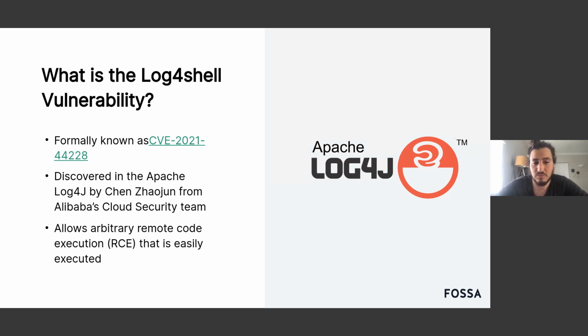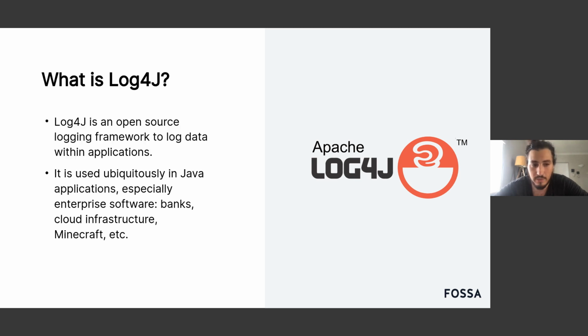Log4Shell was discovered in the end of 2021, in the middle of December, and it was published by a member of Alibaba's cloud security team. What makes it so bad is that it allows for arbitrary remote code execution. So any attacker that's able to execute this attack can run any code they want on your servers and access anything that those servers have access to. What makes this particularly bad is just how easy it is to execute this attack. So that brings us to the question of what is Log4j?